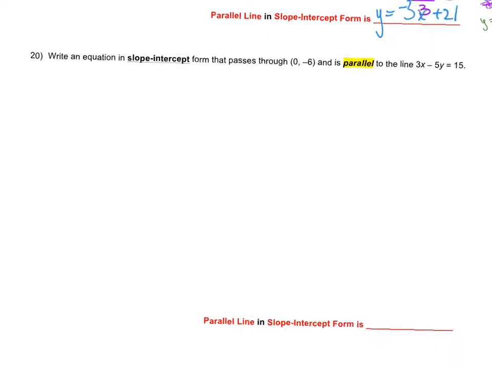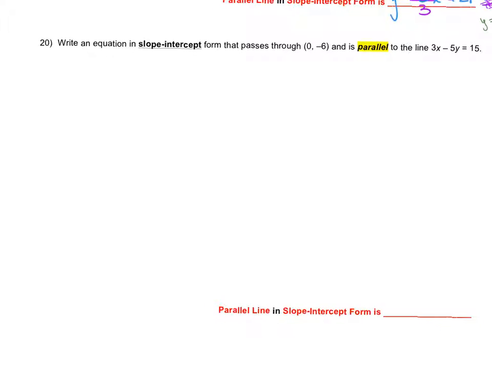Similar question. They want an equation in slope-intercept again for a line that passes through (0, -6), so I know that's my x1 and y1, and is parallel to 3x minus 5y equals 15. You're welcome to transform it into y equals mx plus b, or remember the shortcut when it's in standard form. Let's just explain the shortcut again.